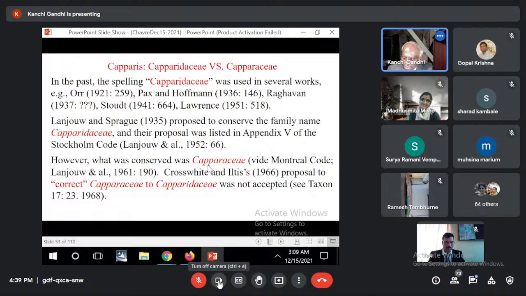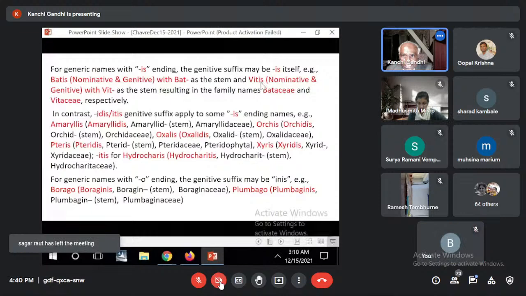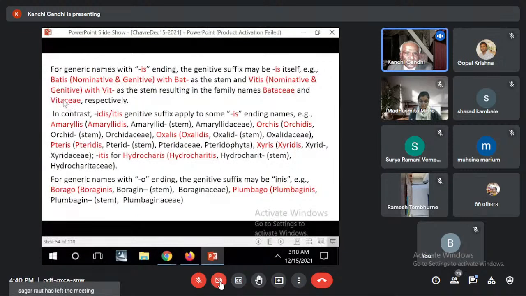Now, as I keep telling, with the IS ending, it may or may not be straightforward about its genitive form. You know the grape genus, Vitis. It is the name of the genus, nominative, and it's also genitive, same ending. Vitis is nominative as well as genitive. If it is genitive, what do you do? You remove the IS ending and add AC, you get Vitaceae. So it may be used as a genus name, or it may be used as the genitive form from which you derive the family Vitaceae.